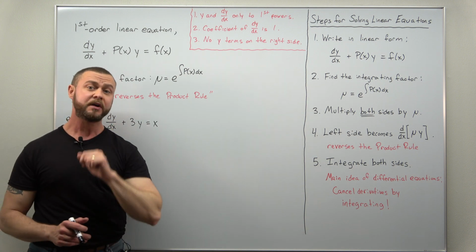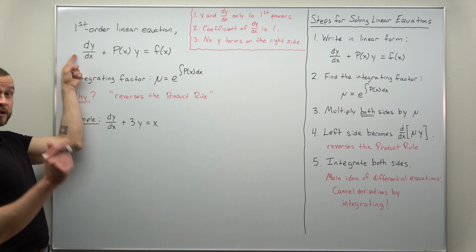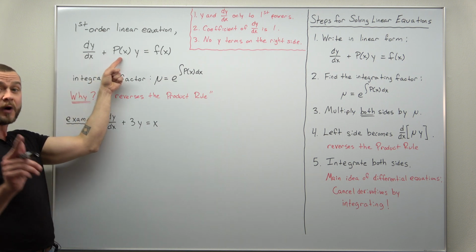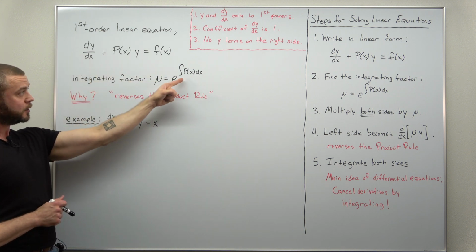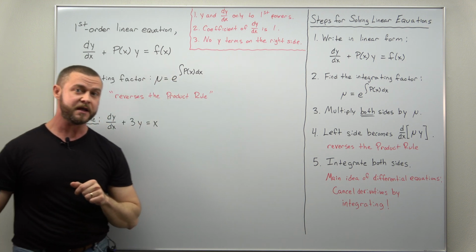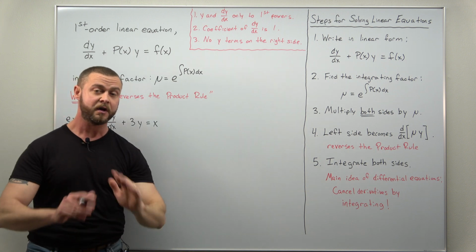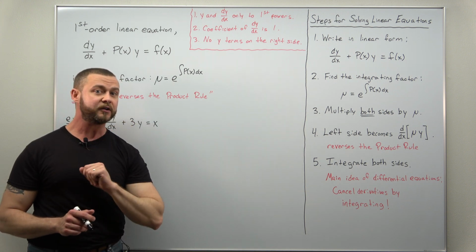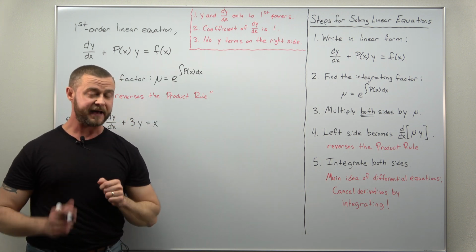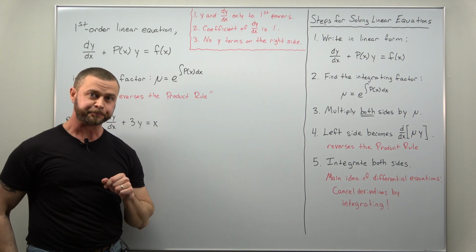That's important because having a coefficient of 1 in front of the derivative will be how you identify p of x, which is used in the formula for the integrating factor. If there's another coefficient in front of the derivative, you're not going to be able to correctly identify p of x. So just be aware of that.